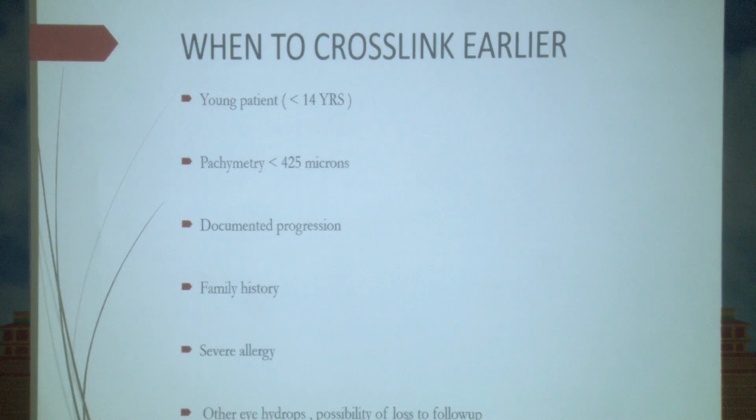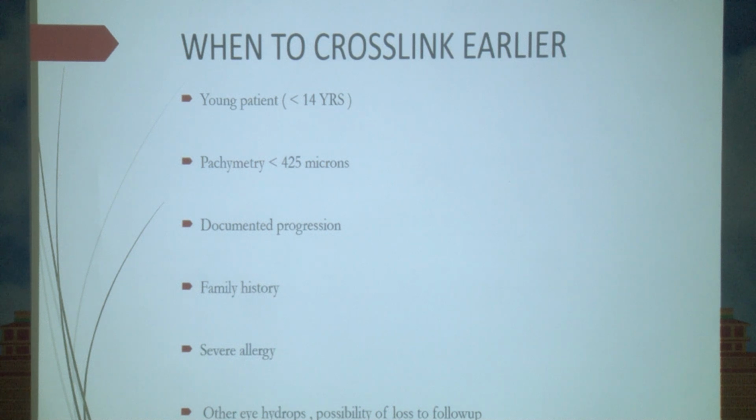When do we cross-link earlier? Sometimes when we see a young patient less than 14 years, we know that this is a progressive disease, so we do cross-link earlier. Above 8 years you can cross-link corneas, though the US FDA doesn't allow cross-linking below 14 years. Other studies have shown that in children above 8 years, when cross-linked earlier, there's better stabilization of the disease.